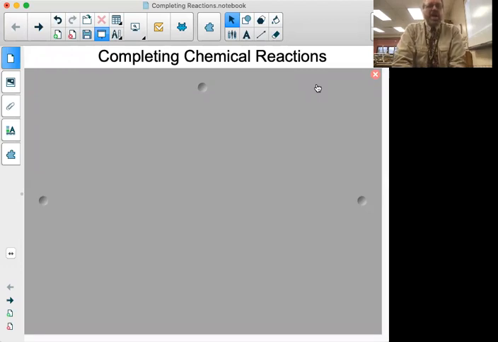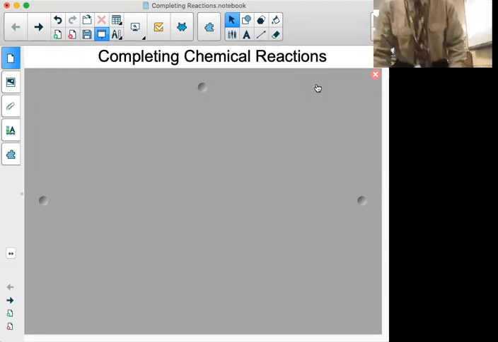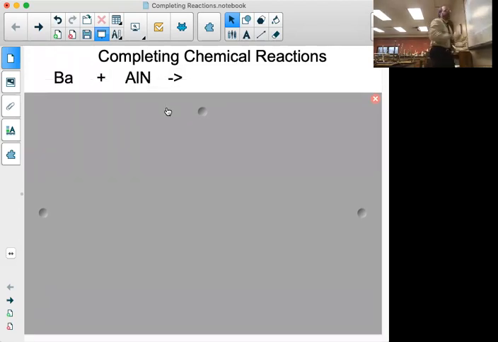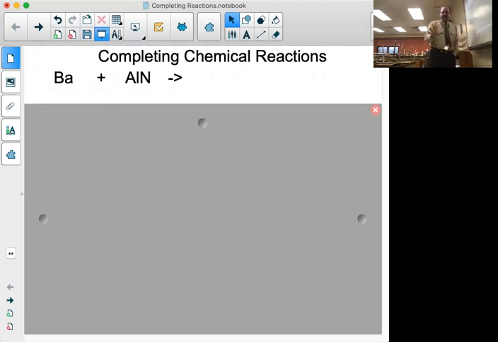We're looking at completing chemical reactions. Now, this is the last step in putting together all the processes we looked at so far. So, if we look at completing chemical reactions, we have to be given the reactants. Now, remember, there are 5 types of chemical reactions: synthesis, decomposition, single placement, double placement, combustion.